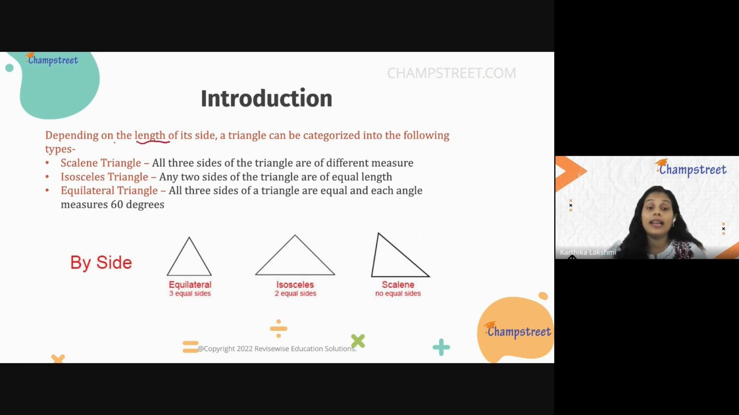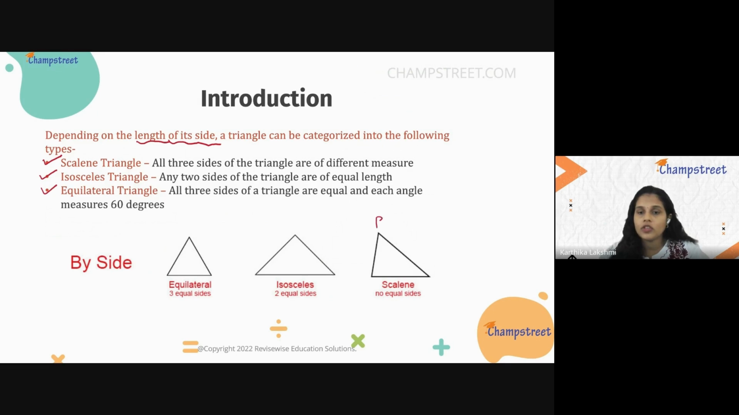Depending on the length of its sides, a triangle can be categorized into the following types. First one is scalene triangle. Second one is isosceles triangle. Third one is equilateral triangle. Okay. So first I'm going to talk about scalene triangle. As I said, a triangle has 3 sides, right? If the 3 sides are of different measure, then we call it a scalene triangle.